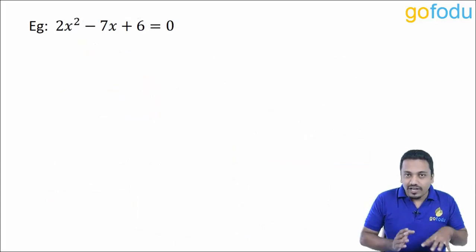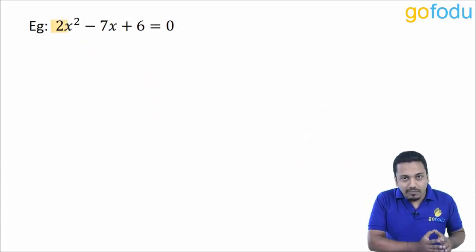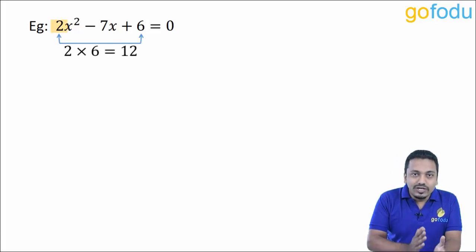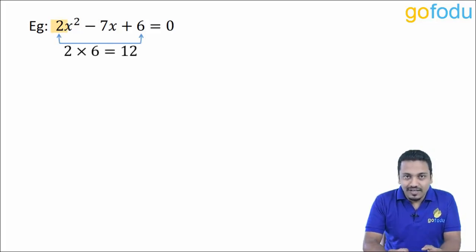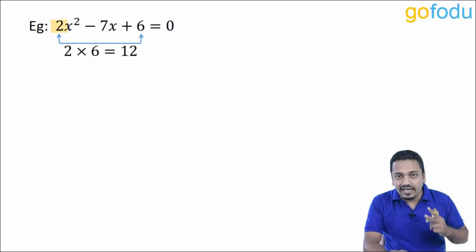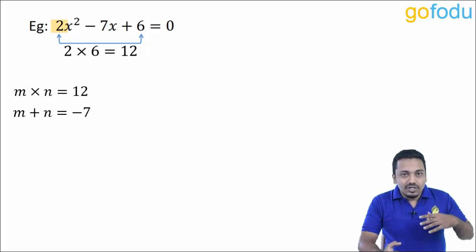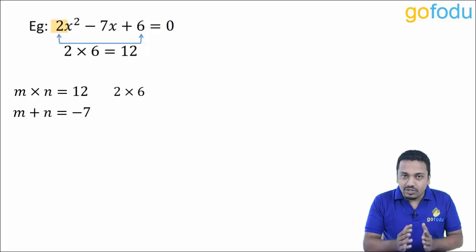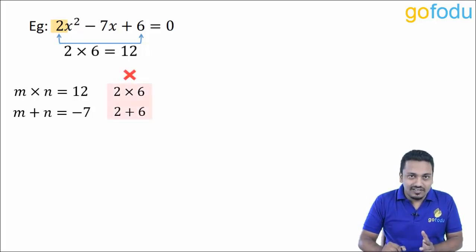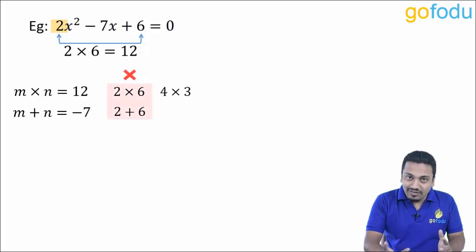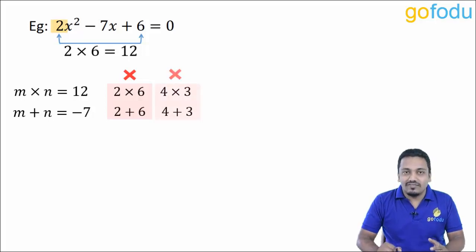Here the coefficient of x square is 2. Multiply it with the constant term, 2 into 6, 12. Now think of two numbers m and n such that m into n is 12, and m plus n is equal to the coefficient of x, that is minus 7. 2 into 6 is 12, but 2 plus 6 is not minus 7. 4 into 3 is 12, but 4 plus 3 is not minus 7. It is 7. 4 plus 3 is 7.